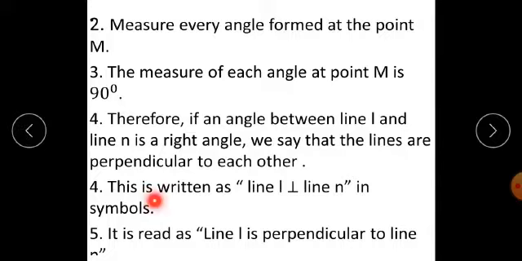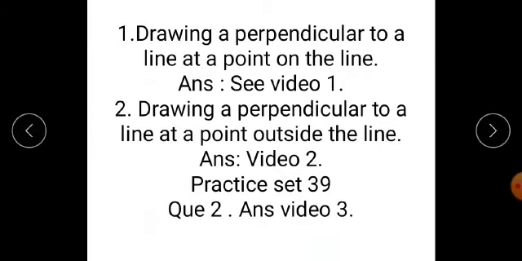Therefore, I repeat, this is written as line L is perpendicular to line N in symbols. It is read as line L is perpendicular to line N. Now students, we have to do constructions in this chapter because the name itself is geometrical construction.